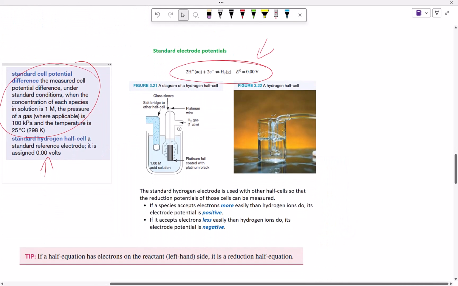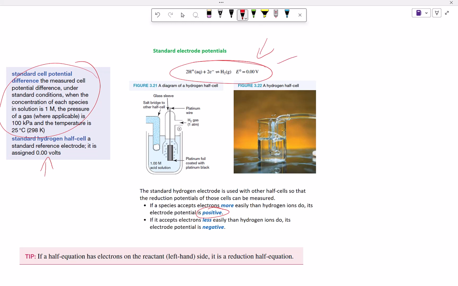So the standard hydrogen electrode is used with other half cells so that you can measure against it. If a species accepts electrons more easily than the hydrogen ions do, its electrode potential is positive, and if it accepts them less easily than the hydrogen ions do, its electrode potential is negative. It's just a matter of relative numbers relative to that particular half cell, and from that we work out cell potential differences.